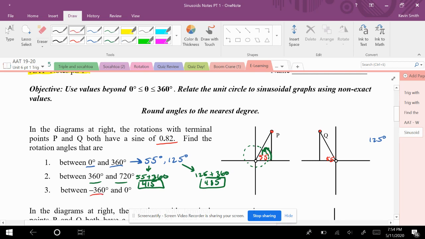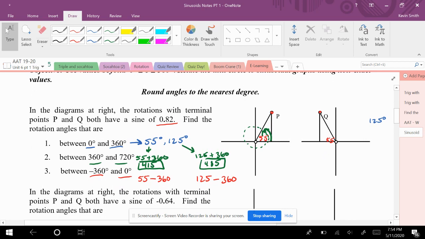Now, if we want to go the opposite direction, we want to go backwards. We're essentially subtracting 360, right? So then we are taking 55 minus 360 and 125 minus 360. And we're ending up with 55 minus 360, negative 305, and 125 minus 360 is negative 235. So those are your 6 answers that you should be getting between all of these.